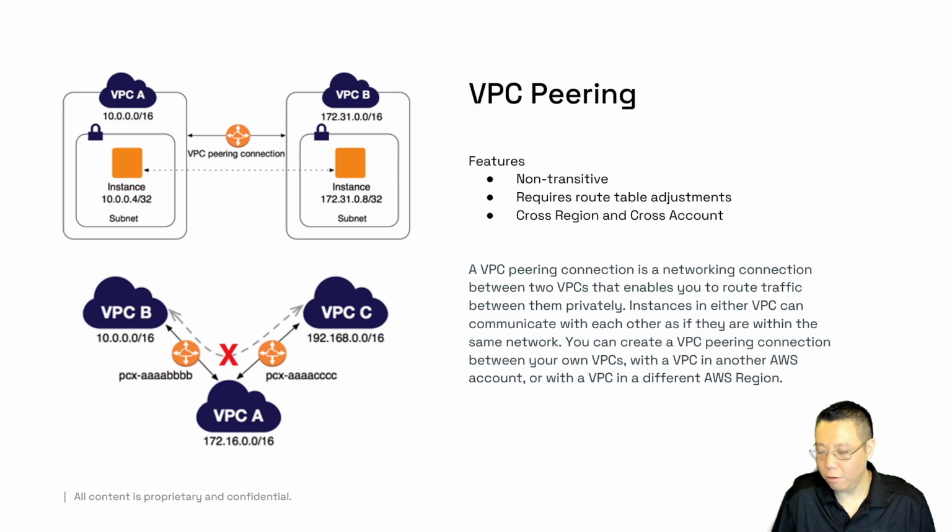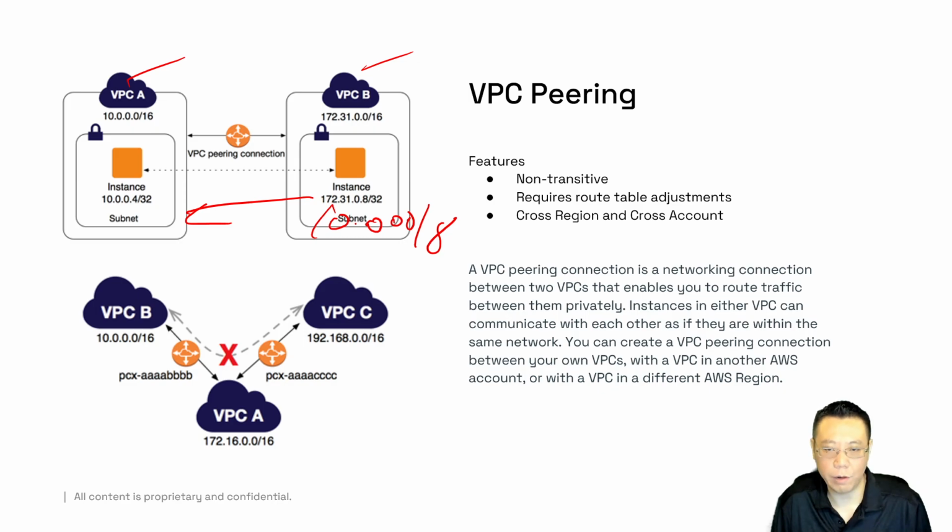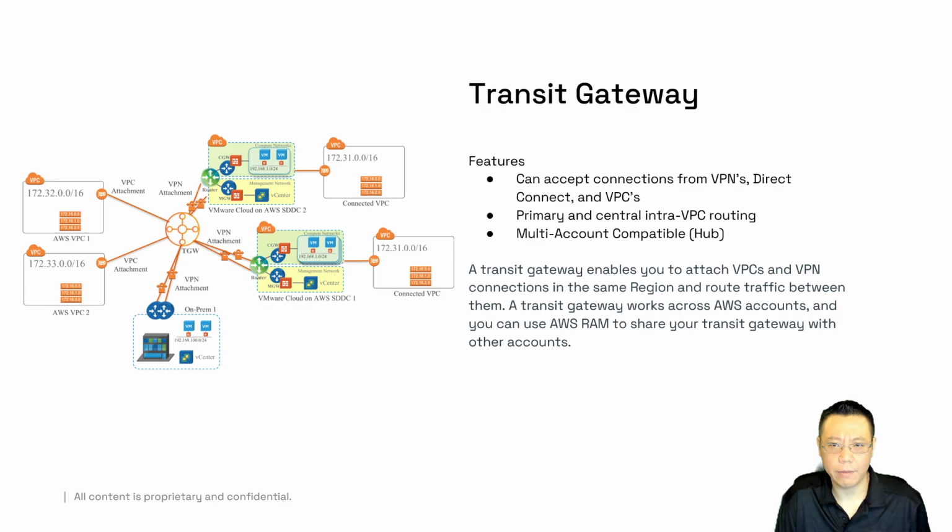So if you just have two VPCs being peered together, A and B in this case, you have to update the route, saying anything going to 10.0/8 goes to the connection here, rather than being dumped off or sent out to the wild internet. Again, VPC peering is a direct connection between VPCs, requires route table adjustments, can be cross-region and cross-account, but they're non-transitive, okay? So you have to have a dedicated peering connection on each one. What happens when you need to scale? Well, for that, we have Transit Gateway.